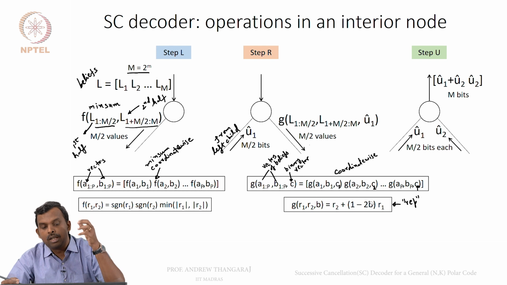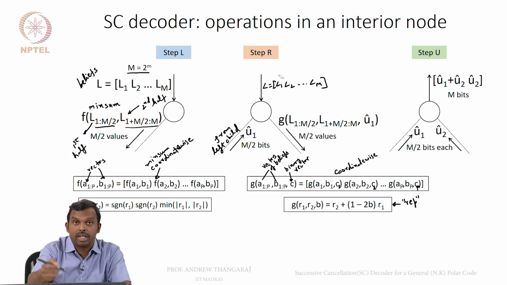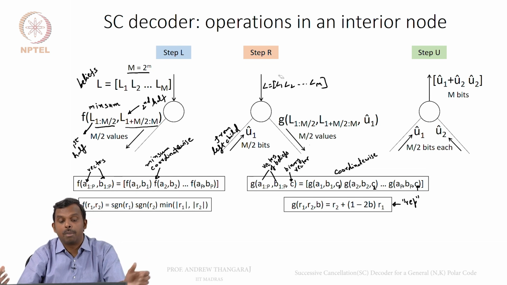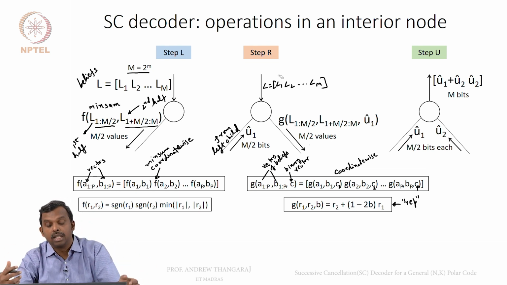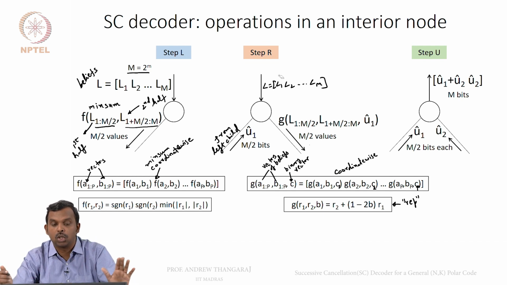There are m by 2 bits coming in, there are m values here, there are m beliefs here, right? The same L is here on this side. You should retain the same L. L1, L2, Lm is still here. You use these beliefs that were incoming in the node, and then once you get some decisions from the left child, you combine the two using this function G and send it to the right child. So that is step R. That concludes step R.